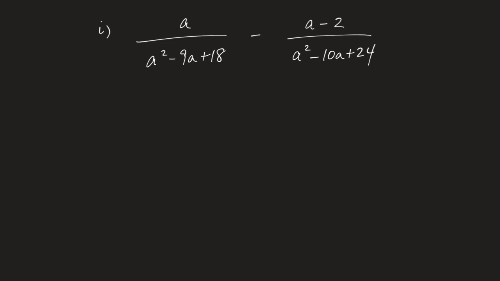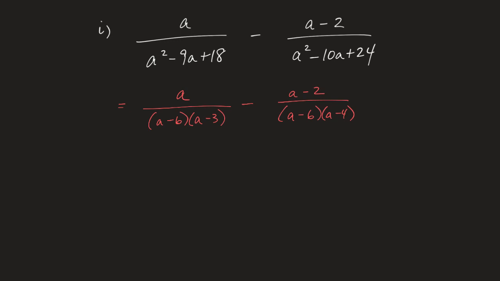Okay, so we take a look, and we're going to factor our first denominator. Let's see what's in there. A minus 6 times A minus 3. Second fraction, let's do the same thing. And I have an A minus 6 times an A minus 4. Okay, if we made an error in factoring, change it, finish it off on your own.